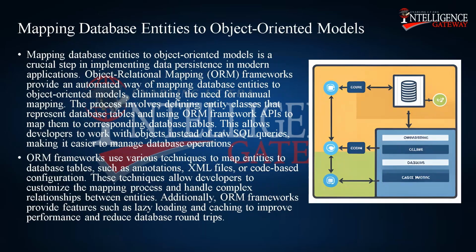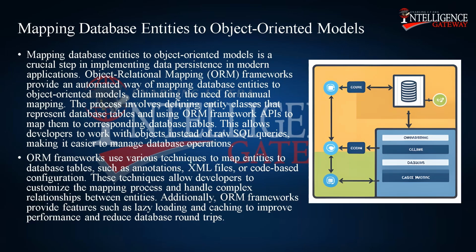Mapping database entities to object-oriented models. Mapping database entities to object-oriented models is a crucial step in implementing data persistence in modern applications. Object-relational mapping (ORM) frameworks provide an automated way of mapping database entities to object-oriented models, eliminating the need for manual mapping. The process involves defining entity classes that represent database tables and using ORM framework mappers to map them to corresponding database tables.